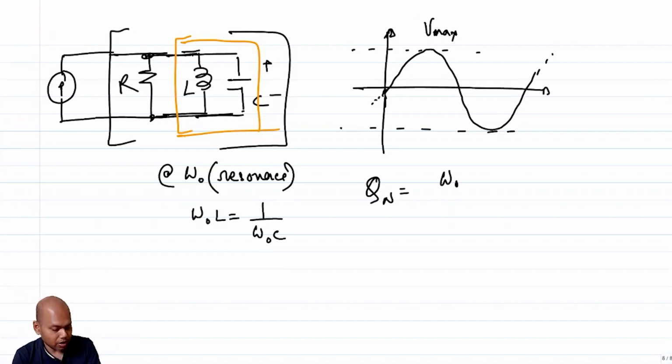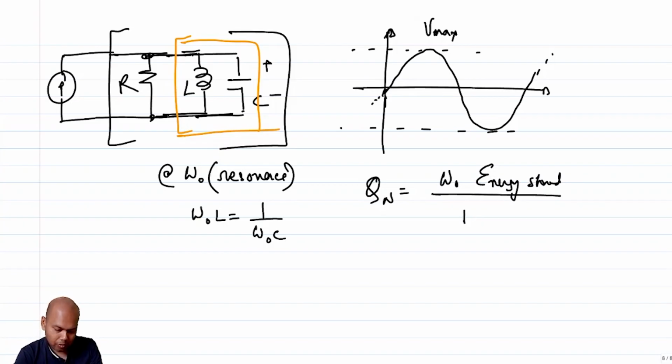Can I get this information out? That is the total energy stored in the tank, omega naught times energy stored by power dissipated. So can I get this energy stored from either the inductor or the capacitor, or do I need to have both of them together? Note that the total energy in this tank is constant because they are exchanging energy with each other, right?